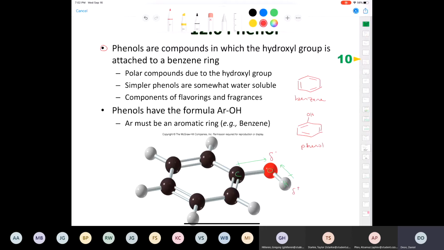So if you have a phenol, generally speaking, they're somewhat water soluble. They're found in all kinds of places in everyday life, like flavorings and perfumes. And they have the formula Ar-OH. So the AR does not stand for argon. This AR stands for aromatic. Okay. And then a hydroxyl. So it says here the AR must be an aromatic ring like benzene. Okay, so that's a little bit about the structure of phenol.